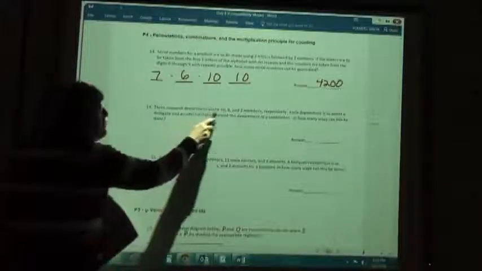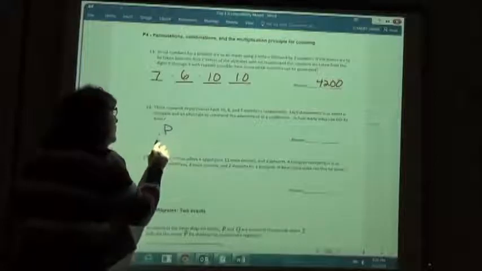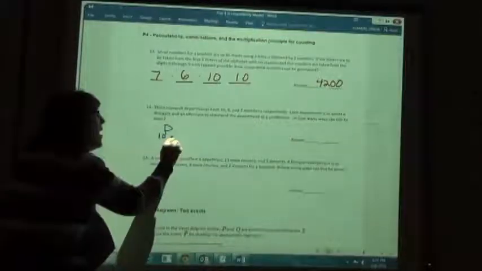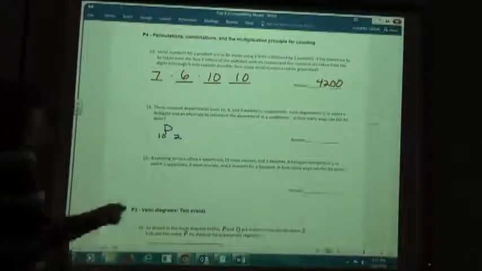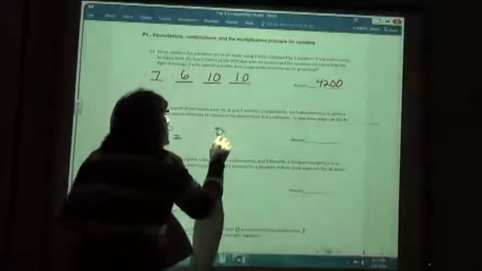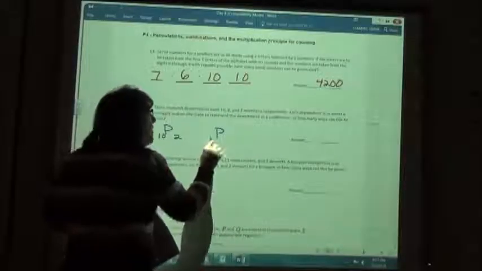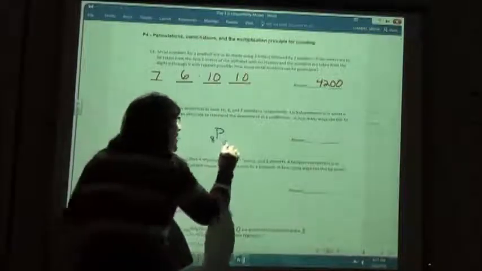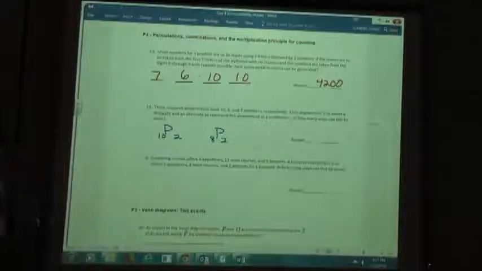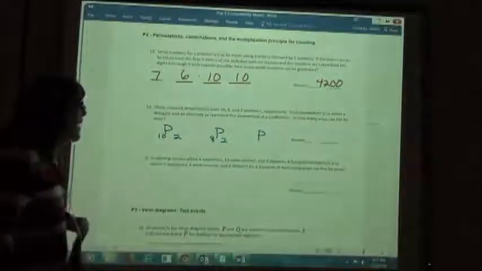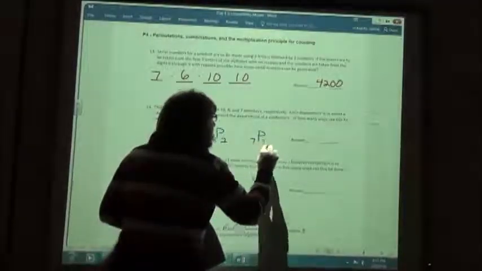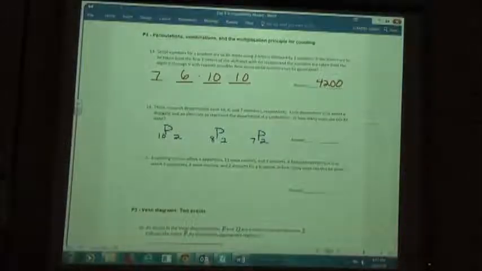So we have 3 departments. The first department has 10 people. I am going to choose 2 of them, 1 delegate and 1 alternate, right? Then I'm going to do the next department. It has 8 people. Again, I'm going to pick 2 of them, 1 delegate, 1 alternate. Then I am going to have my next one, which is 7. Again, I'm going to choose 2 of them.